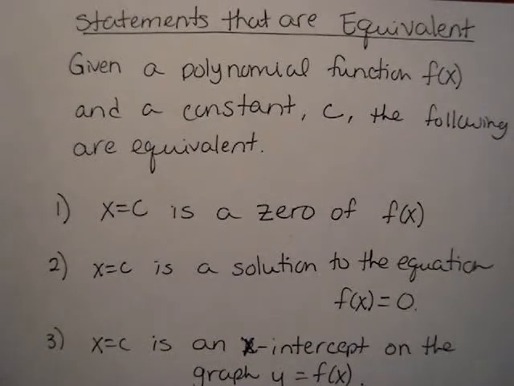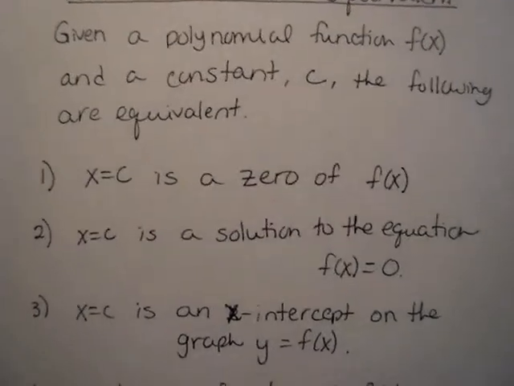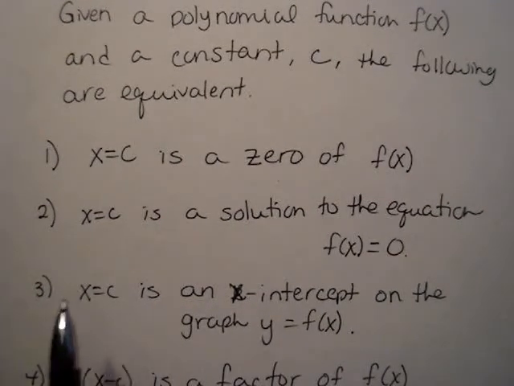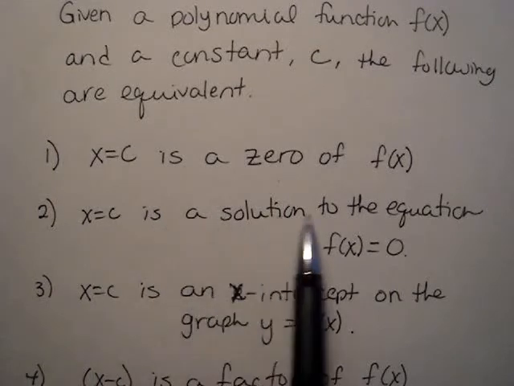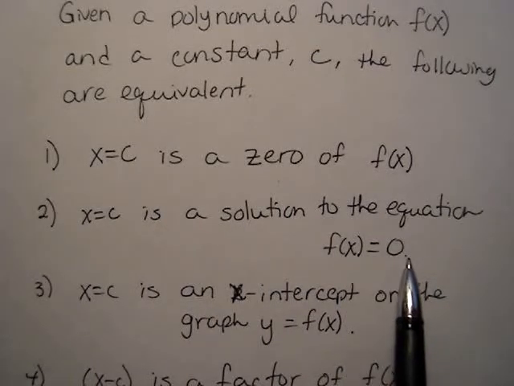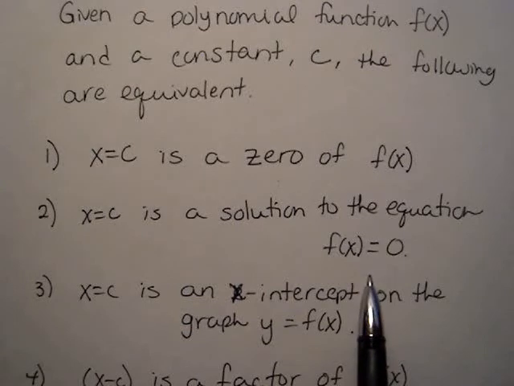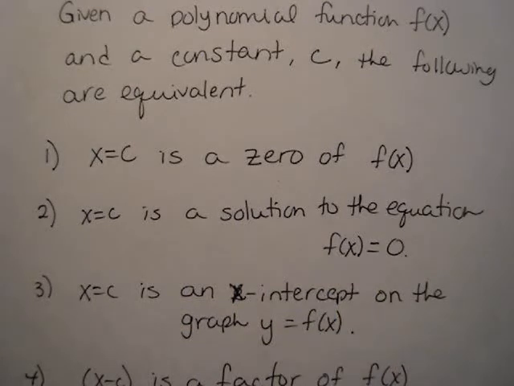Now, they did that to us in 3.3. They told us what a 0 was. Remember, sometimes zeros are called roots of a function. The second thing is, if it's a 0, that means x equals c is a solution to the equation f of x equals 0. Now, that's fancy for take your polynomial, set it equal to 0. That number, c, is one of the answers. It's one of the solutions.